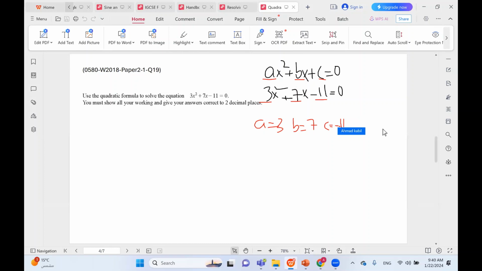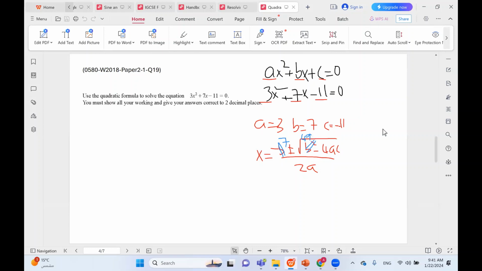Now we write the quadratic formula down. X equals minus b plus minus root b squared minus 4ac all over 2a. And I start plugging the numbers into the formula. So b here is 7. I can just remove b squared. You can do it mentally or on the calculator, but you should know it's 49.